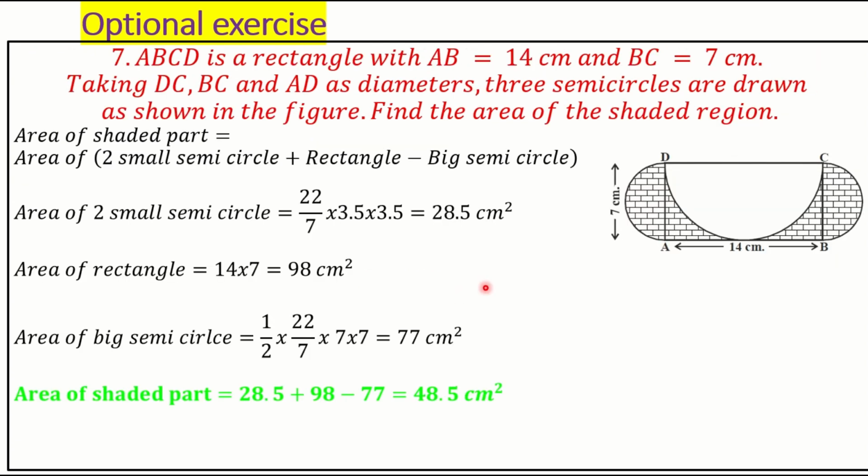Next. This one also, if you look at it, you can cut into one semicircle here, one semicircle there. So one full circle, two small semicircles, then one rectangle area, then minus this semicircle. Put the values properly and you will get it. The area of the two small semicircles is pi r square, which is 28.5. The area of the rectangle is 14 into 7, 98. The area of the big semicircle is half into pi r square, which is 77. So you just calculate the shaded area. It will come to around 48.5 centimeters square.